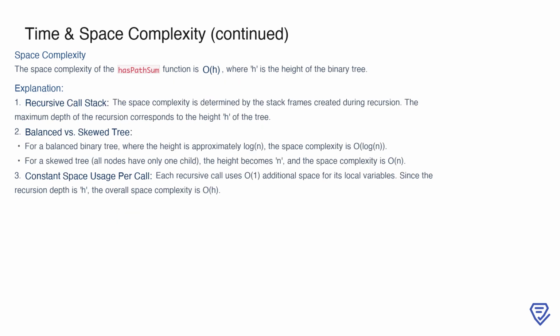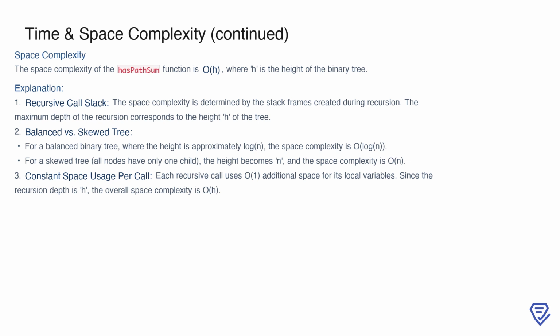The space complexity of the hasPathSum function is O(h), where h refers to the height of the binary tree. This is because the recursion relies on the call stack, and the maximum depth of the recursion corresponds to the height of the tree. For a balanced binary tree, the height is approximately log n, which means the space complexity in such cases is O(log n).